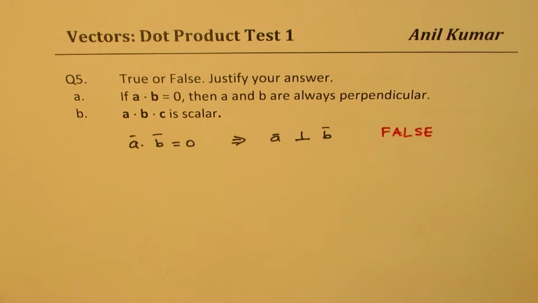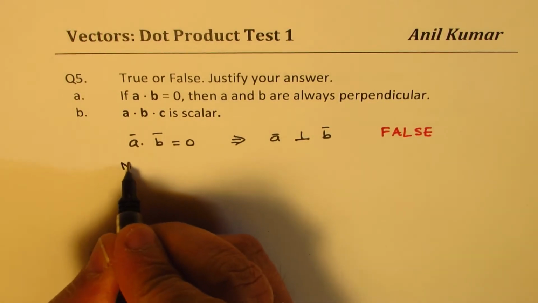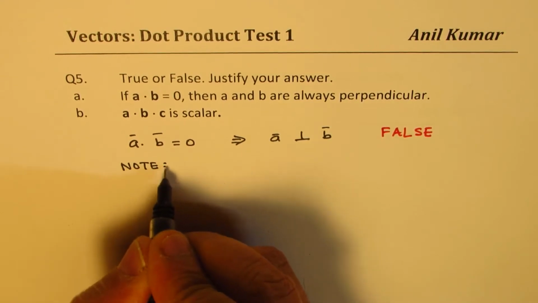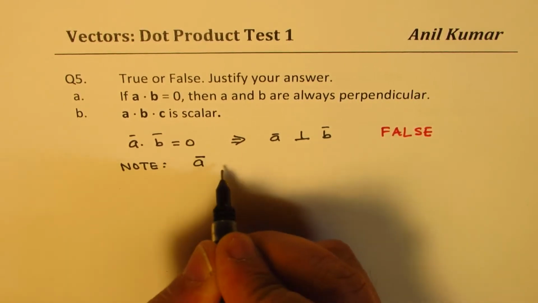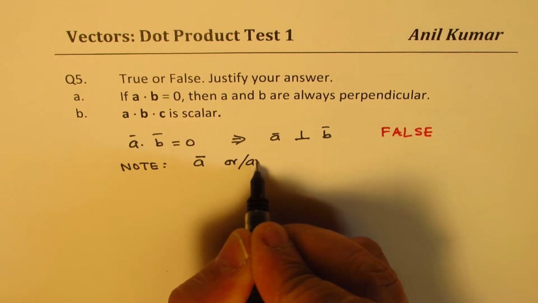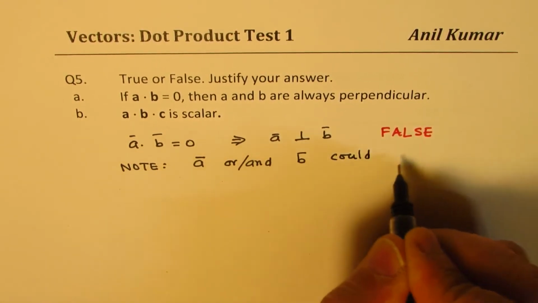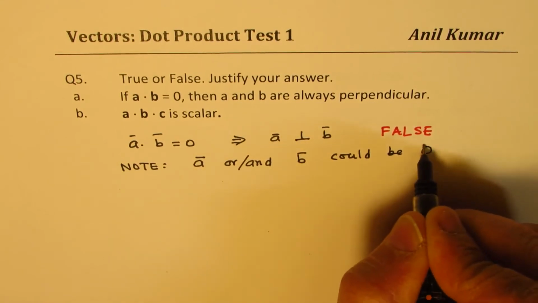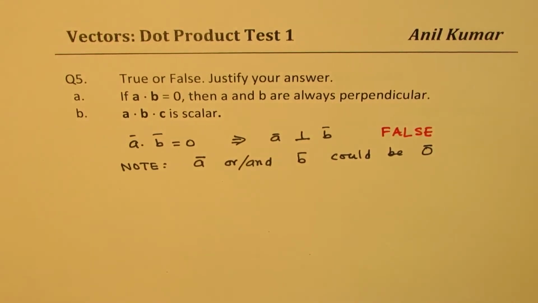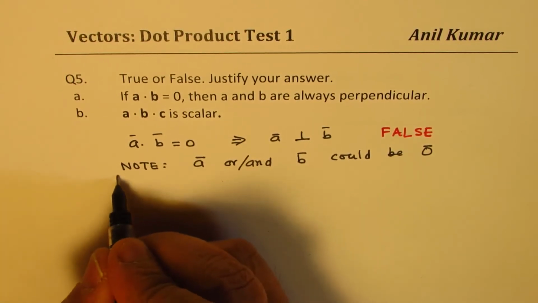Now many of my students will think why it is so. Well, there is a very important condition, right? Note, vector A or vector B could be the 0 vector. Even then, you'll get a dot product of 0. Correct?